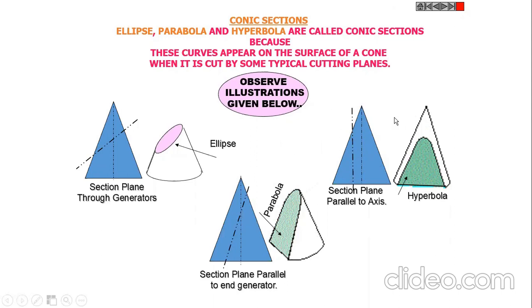In case of hyperbola, the section plane or cutting plane is parallel to the axis of cone and the shape that appears on the surface of the cone is a hyperbola. So this is the difference between ellipse, parabola, hyperbola. We know the value of E is less than 1 in case of ellipse, 1 in case of parabola, and greater than 1 in case of hyperbola. So this is the basic about the conic section.